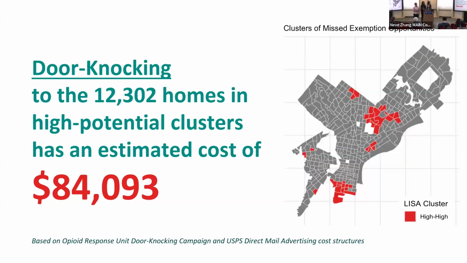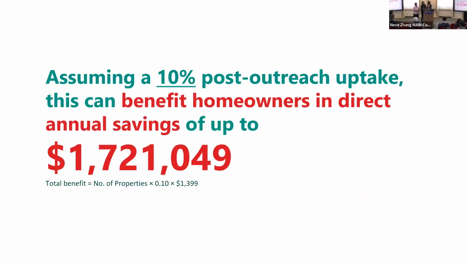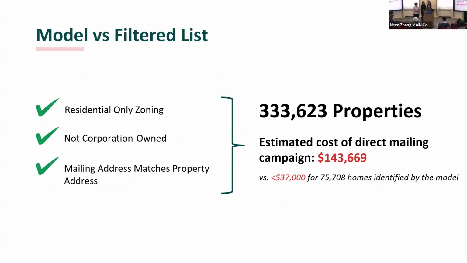Furthermore, if door knocking to the 12,000 properties in the two high potential clusters was employed, the cost is about $80,000, and at about a 10% level of post-outreach, the benefit will be about $1 million. So the benefit is much higher than the cost.